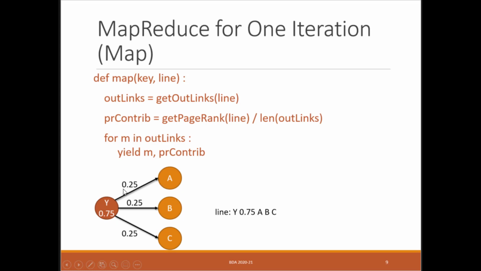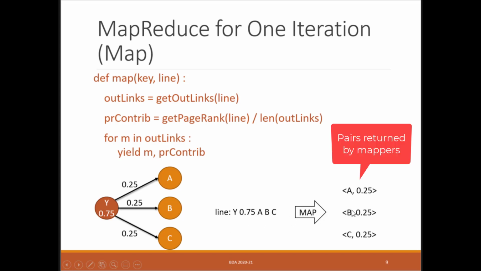In our example, the PageRank of Y, which is 0.75, is equally divided between A, B, and C. Therefore, 0.25 is the PageRank contribution of the node Y to its outlink neighbors. Finally, the for loop yields the contributions as a set of pairs, as shown here.